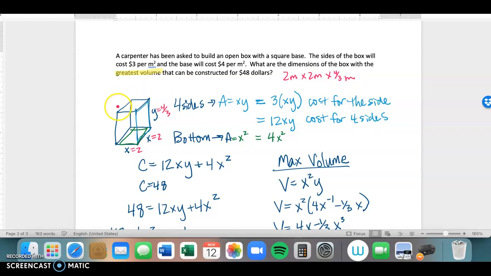They did not ask us what the volume would be, but if they wanted the volume, we would just multiply those three things together. So it's really important to go back and ask, what do they want? Do they want the dimensions? Do they want the volume?